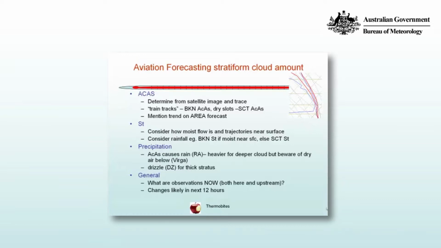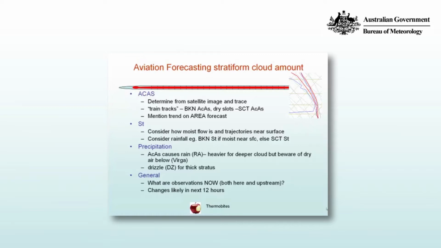Stratus. Low-level stratus, we want to consider how moist the surface flow is and the trajectories near the surface. So, are we advecting moist air or dry air over the location? It's also worth considering rainfall and its impacts via the wet bulb process. So, you'll get broken stratus if you have moist near-surface conditions. That makes the wet bulb process more efficient.